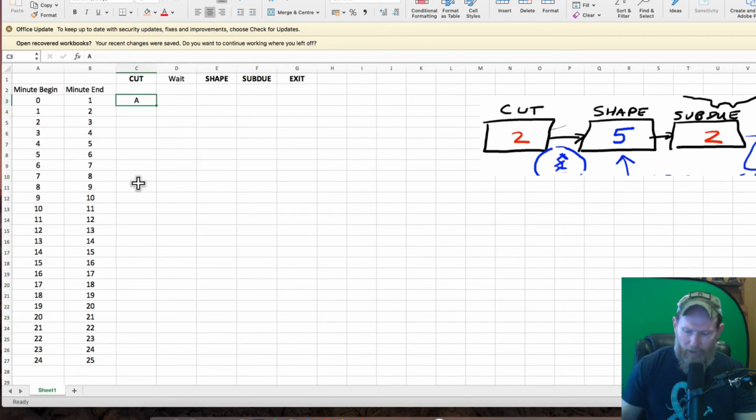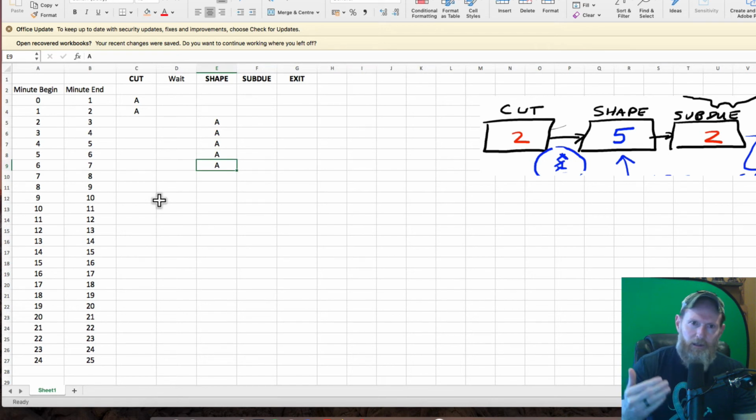And it's going to spend 2 minutes there in the cut station. So at the end of the first minute, it's there, and at the end of the second minute, it spends the second minute there. At the end of the second minute, it doesn't have to wait because there's nothing in front of it. It moves to the shape station, and it's going to spend 5 minutes there.